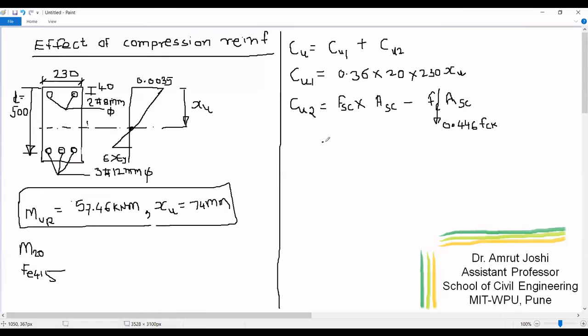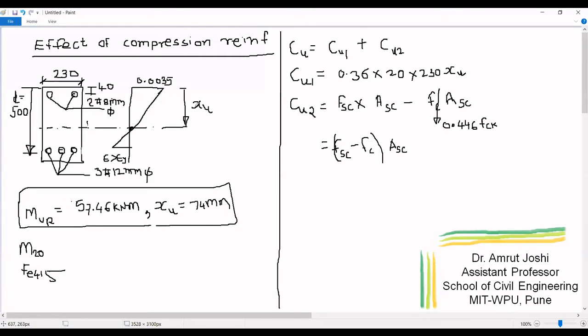So therefore I can write Cu2 equal to FSC minus FC, which is 0.446 FCK, multiplied by ASC. I hope I am quite clear on this. So what is the total value of compressive force, addition of Cu1 plus Cu2? Now the problem here is we don't know the value of stress in compression steel.